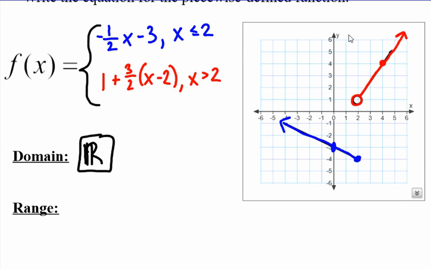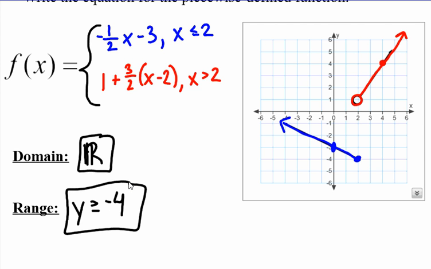The range, I go all the way up because the red one's going all the way up, and so is the blue one, just a little slower. They don't go all the way down, though. The smallest we get for y is -4, so we get all y values that are greater than or equal to -4. That would be the range. The range is the spread of my y values, and the domain is the spread of the x's, the range of the x's, if you will. Just two different types of range going on there.